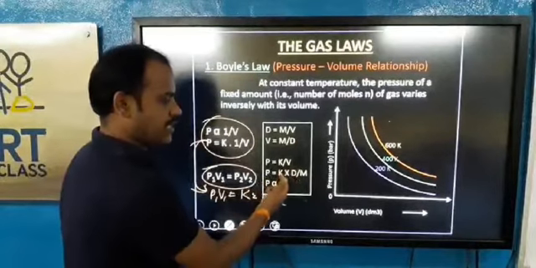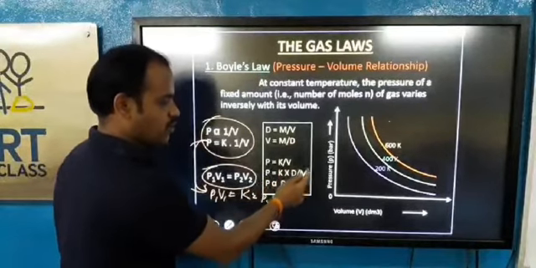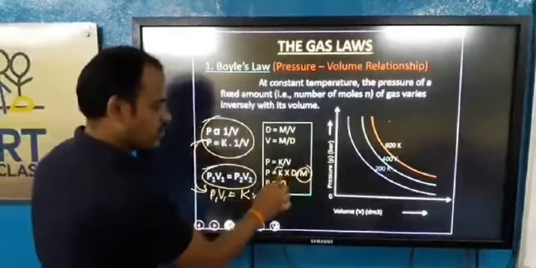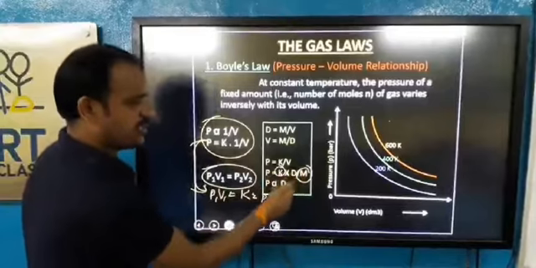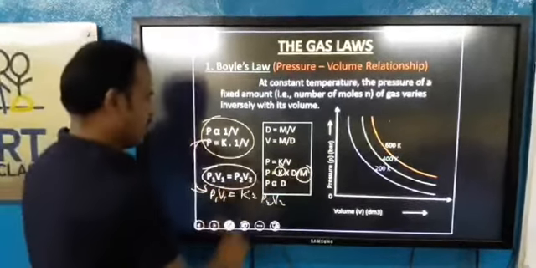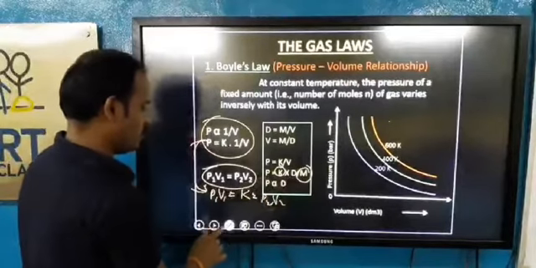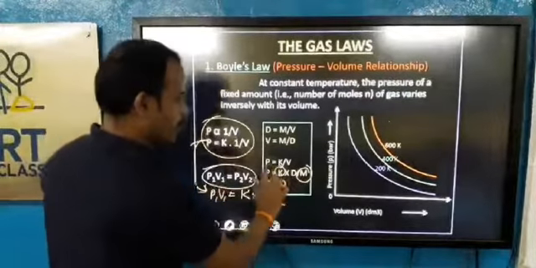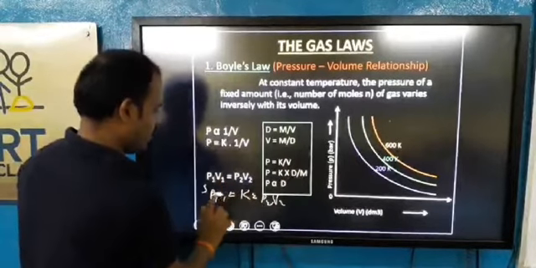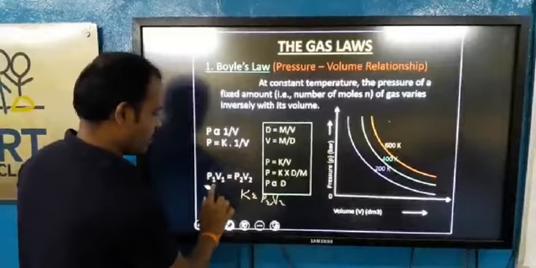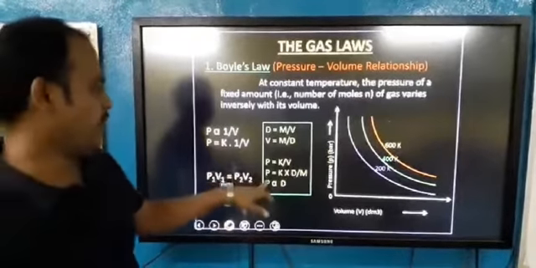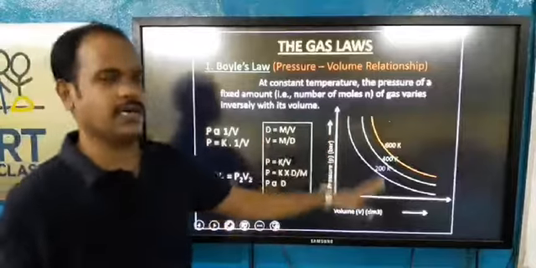K is a constant for a fixed amount of gas. So if the amount of gas is fixed, it means mass will be constant. So this one is constant, this one is constant. What's the relation between P and D? Simple relation, and the relation is P is directly proportional to D. Okay, note these relations. These are very, very important relations. We have to remember. So after the relation between pressure and density, we come to the graph.